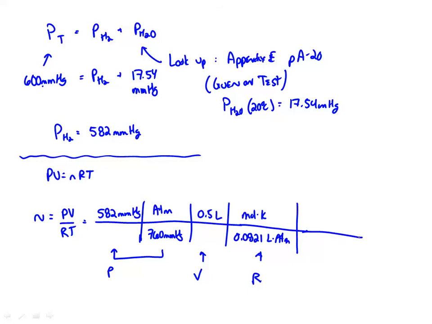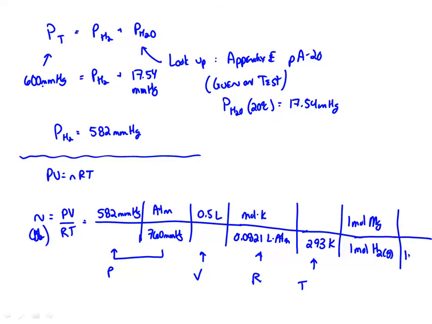And for temperature, what did we say? 20 degrees Celsius, which is 293 K. And then what that leaves us with is moles of H2 gas. And so we do a little stoichiometry at the end. 1 mole of H2 gas, since this is moles of H2, is 1 mole of magnesium. And then we know that 1 mole of magnesium is 24.31 grams of magnesium. And so here we've got our mole-to-mole ratio, and here we've got our molecular weight.